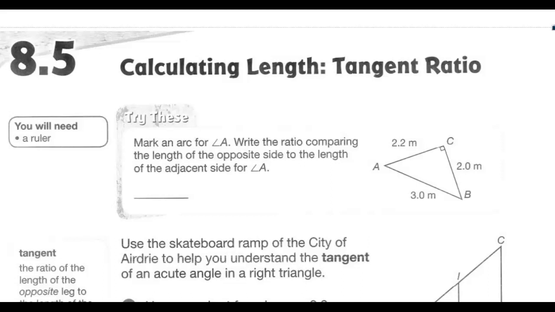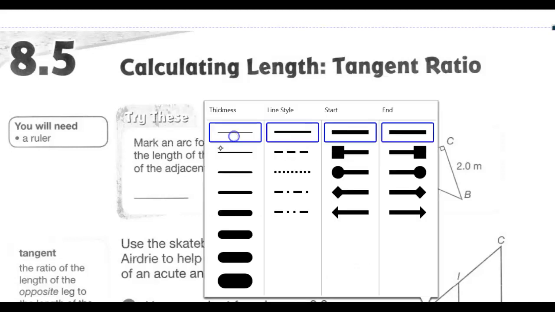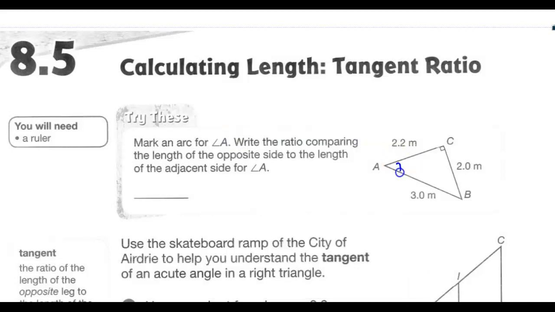So it says mark an arc for angle A. That just means do a little arc there representing angle A. Write the ratio comparing the length of the opposite side to the length of the adjacent side for angle A. So this would be opposite, because it's not touching angle A. This is touching, and it's adjacent.